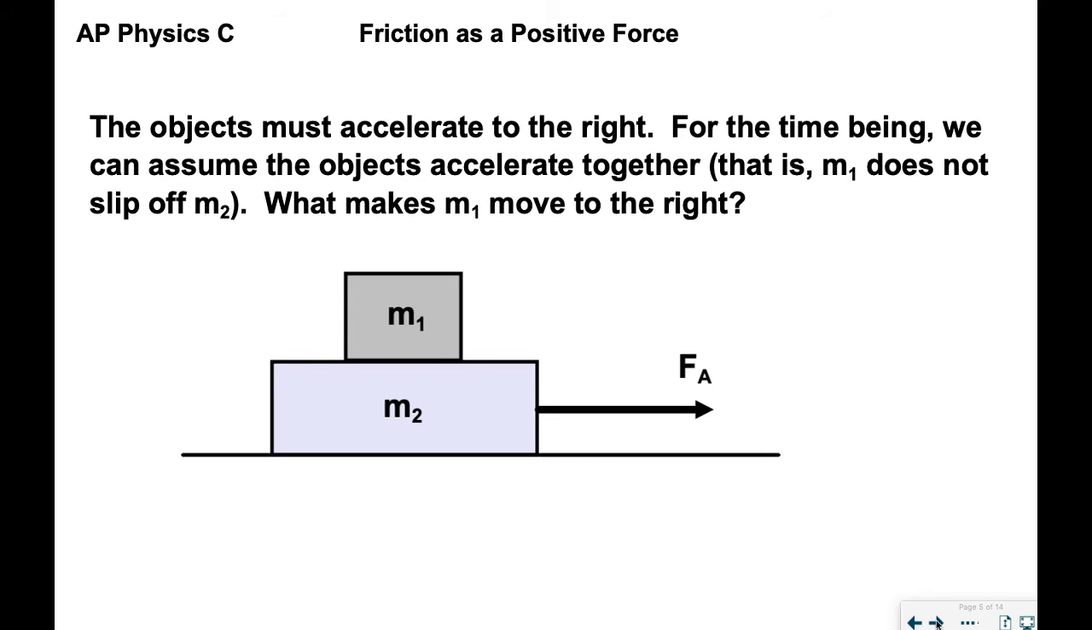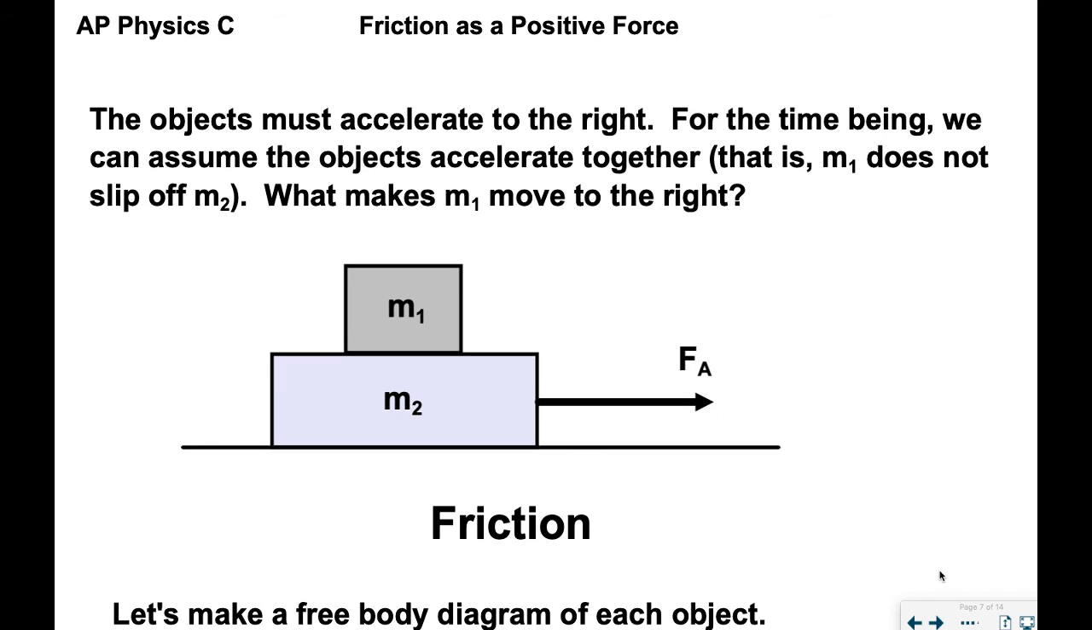The question is, what is it that makes M1 accelerate to the right? And the answer is friction. So, despite the fact that the two objects are moving, they are moving together. So there's no relative motion between M1 and M2. And that means that static friction is acting between M1 and M2, which is what makes M1 move to the right.